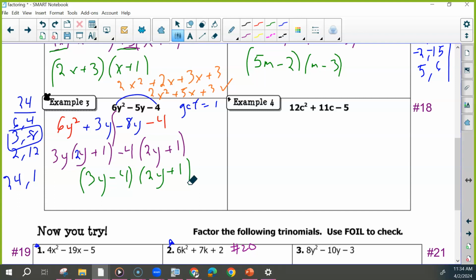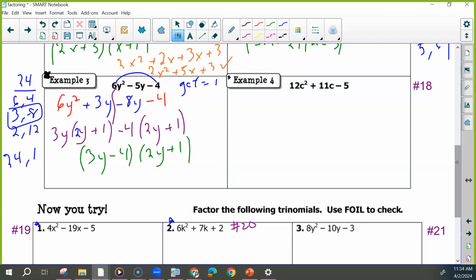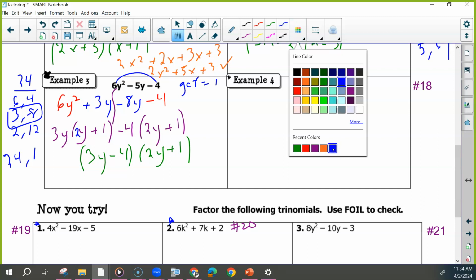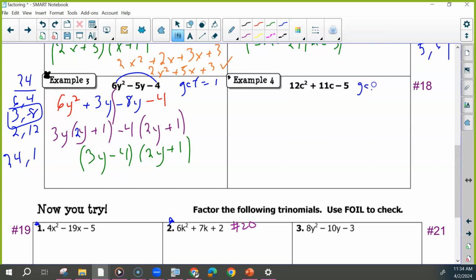Yeah, we're going to do one more example together, and then I'm going to have you guys try some. So in example 4, does that one have a GCF? No, other than 1. And then if we multiply 12 and negative 5, negative 60.